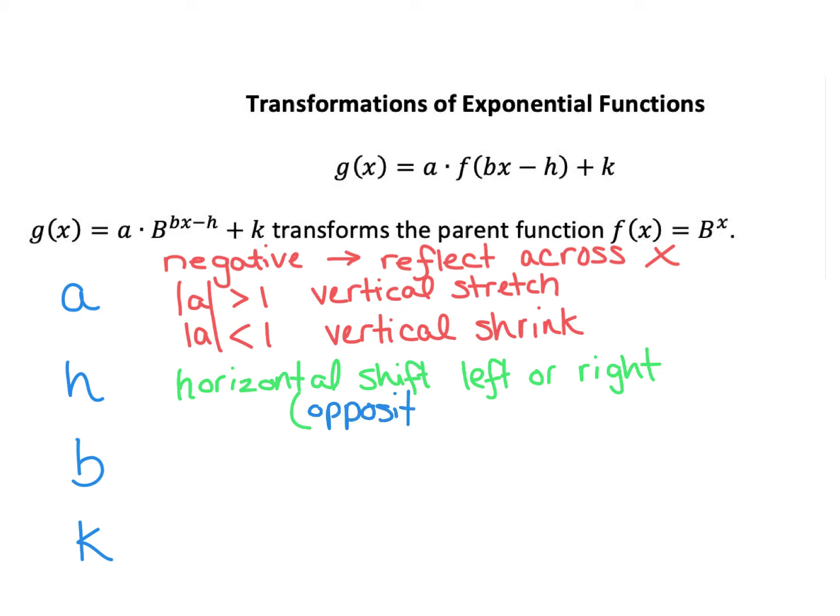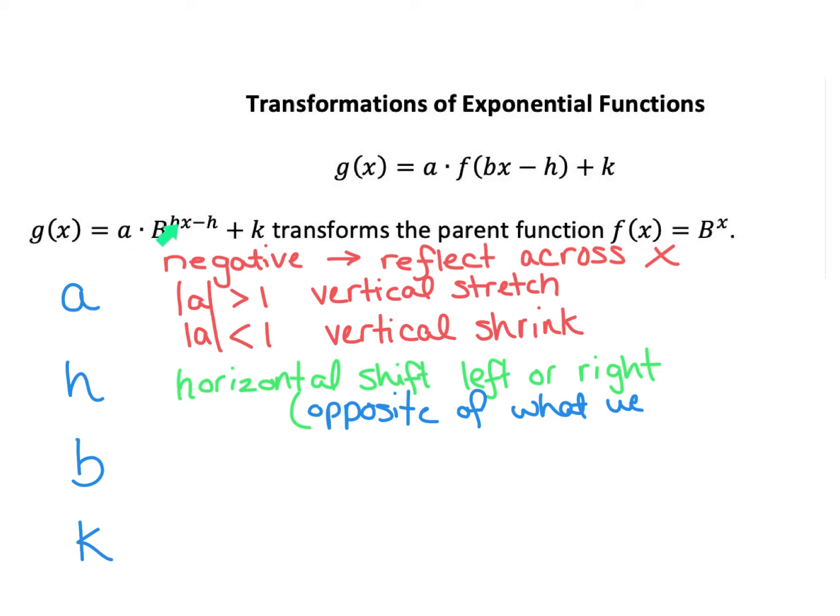So in other words, if I would have y equals 2 to the x plus 4, that would shift it 4 to the left. Whereas if it's minus 4, it's going to shift it 4 to the right. Okay, our b value, and what can be a little confusing here is I switch this to a capital B where this is the base of my exponential function.